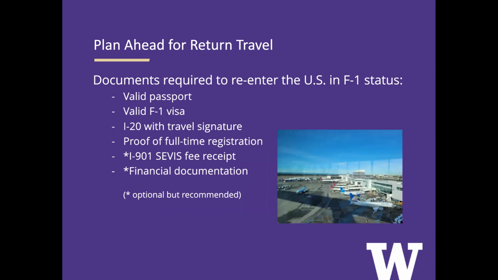Finally, as you plan ahead for re-entry, be sure to prepare the following documents: a valid passport with a valid F1 visa, your I-20 with a travel signature, and proof of full-time registration for your returning quarter. Additionally, while it is not required, it's recommended that you also carry your I-901 SEVIS fee receipt and proof of finances.